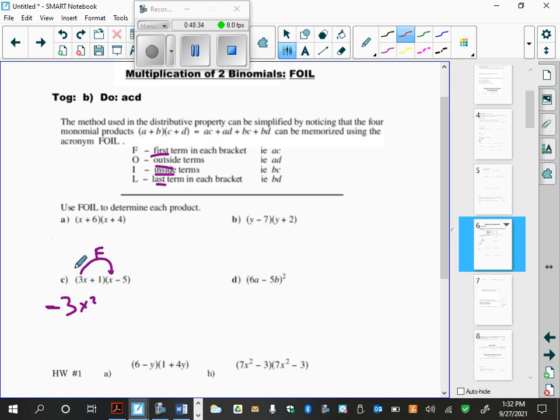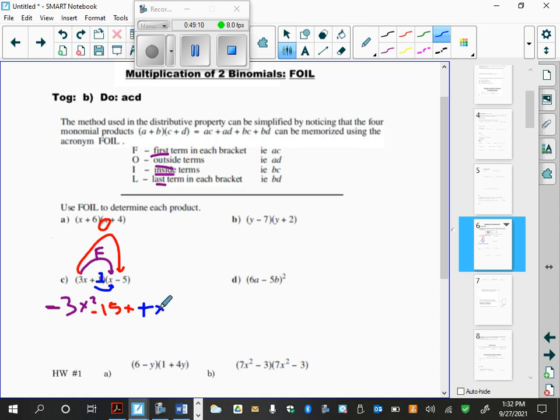Now this red arrow is the outer terms being multiplied together. So 3x times -5, that's your O arrow. So that's -15x. And blue, that's your I arrow. These are the inner terms being multiplied together. And that's 1 times x, which is plus 1x, or just plus x.